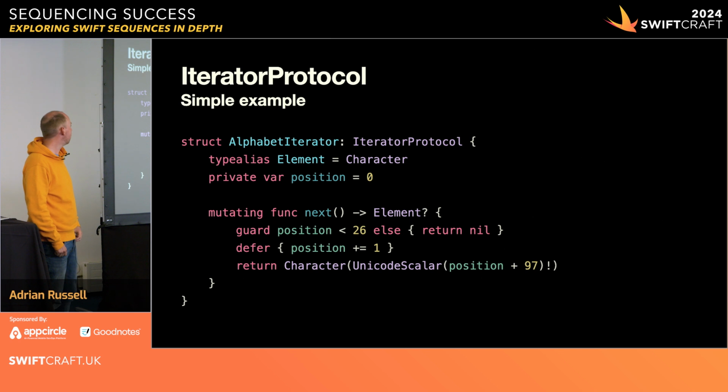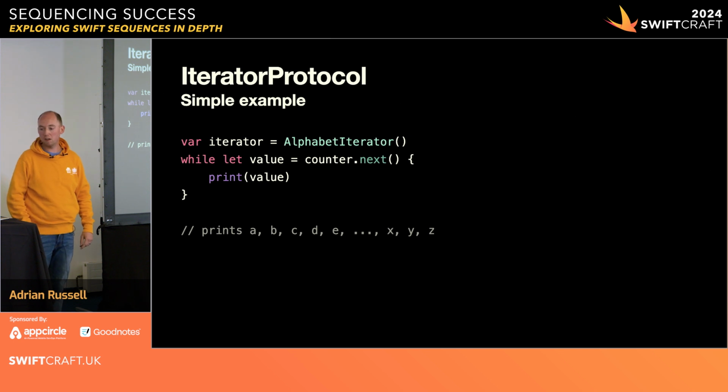So let's have an incredibly trivial example. We're going to make an iterator that iterates through all of the lowercase Latin alphabet. As you can see, we defined our element as character. We've got a private position, and then in our next function, we have a guard to make sure that our position is less than 26 characters in the alphabet. We're going to defer incrementing our position, ready for the next iteration, and then we're going to make a character to return.